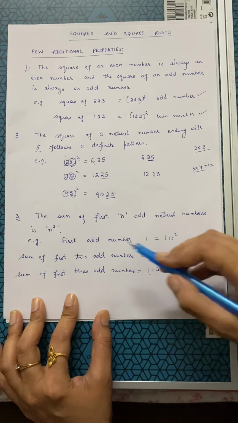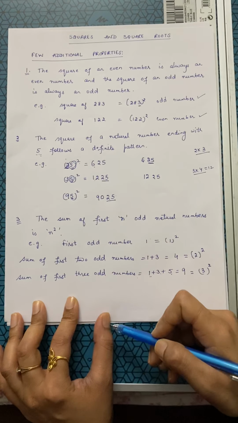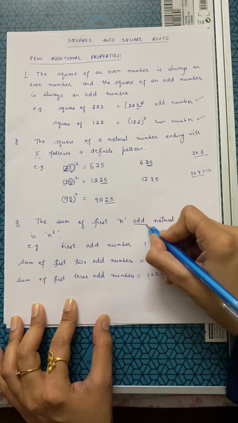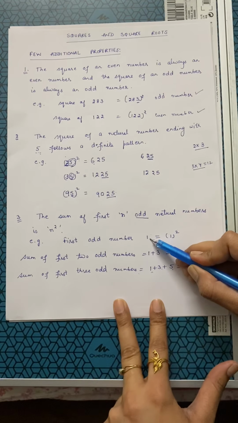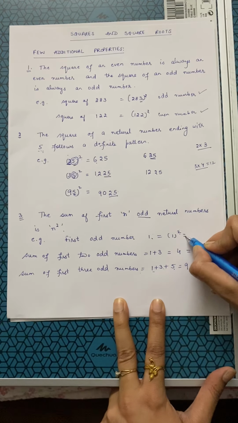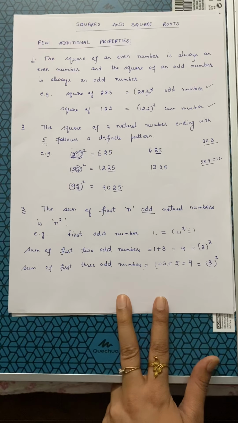Next one, the sum of the first n odd natural numbers is n square. And how will we explain that? We are talking about odd numbers only, so we need to be careful. The first odd number is 1, and 1 is actually a square. If I write 1 square, it will be equal to 1. That means it is the square of the first odd number.